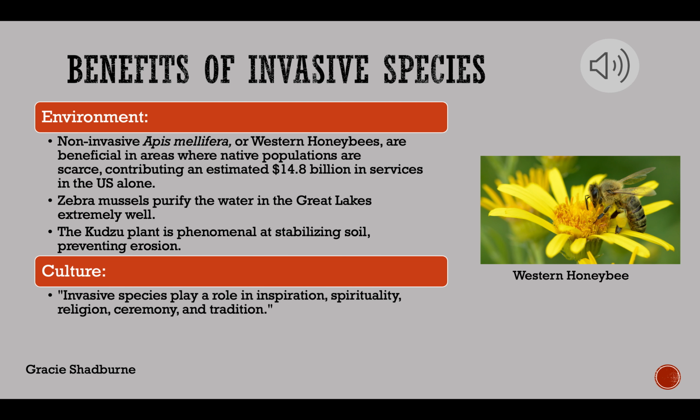Although we often hear about the negative effects of invasive species, there are many benefits as well. Some examples of these benefits include non-invasive Apis mellifera or western honeybees, which are beneficial in areas where the native populations are scarce, contributing an estimated $14.8 billion in services in the U.S. alone. Zebra mussels purify the water in the Great Lakes extremely well. The kudzu plant is phenomenal at stabilizing soil and preventing erosion. And according to our reading, Invasive Species, Ecosystem Services, and Human Well-Being, invasive species play a role in inspiration, spirituality, religion, ceremony, and tradition.